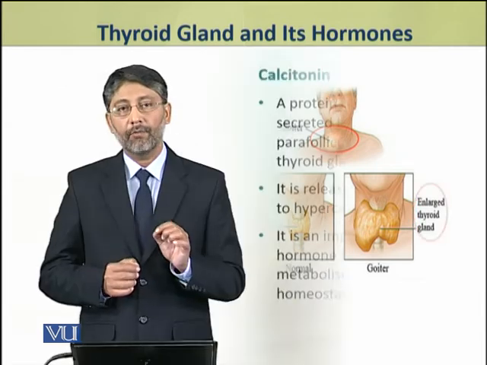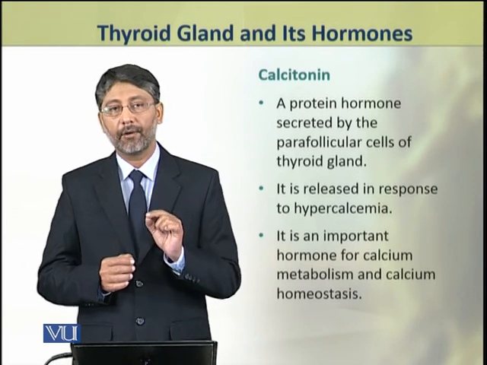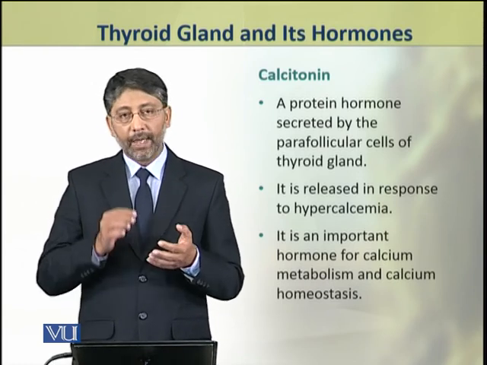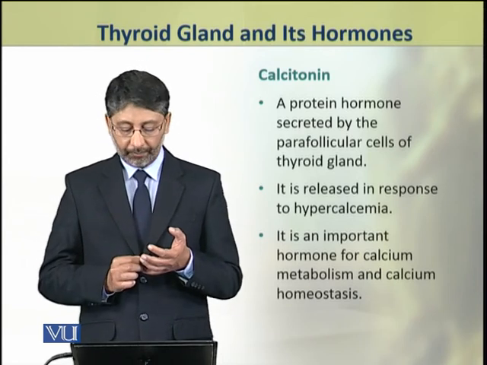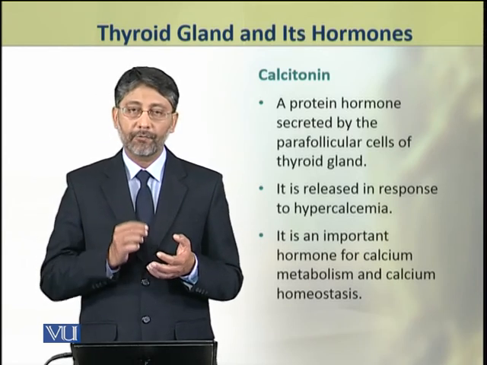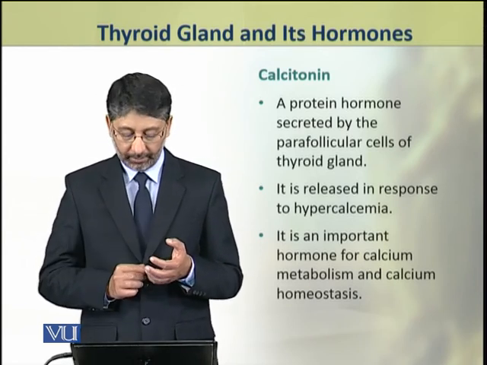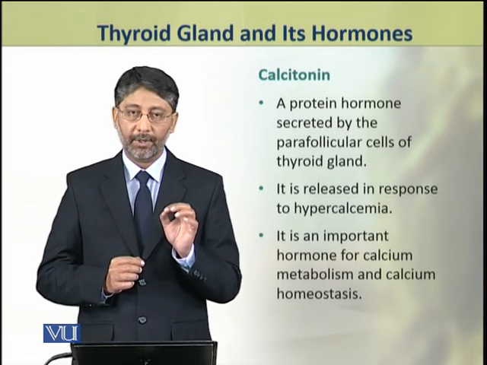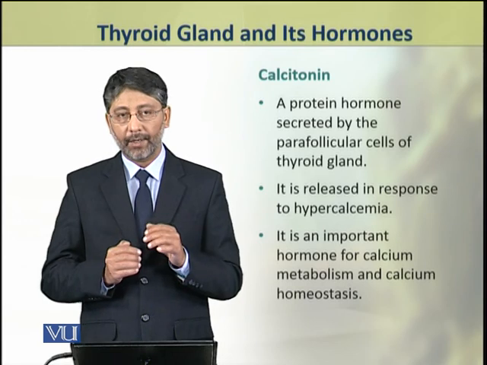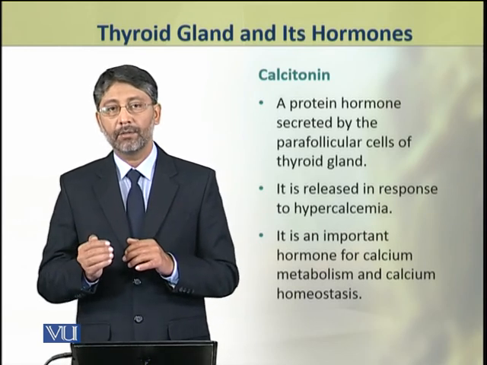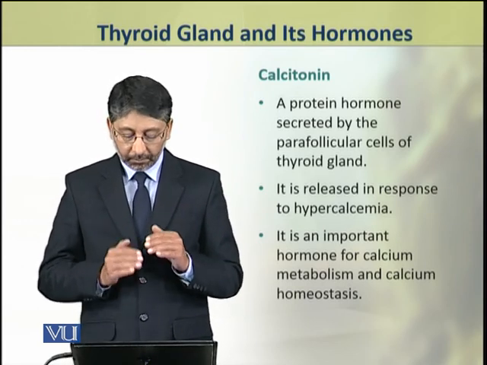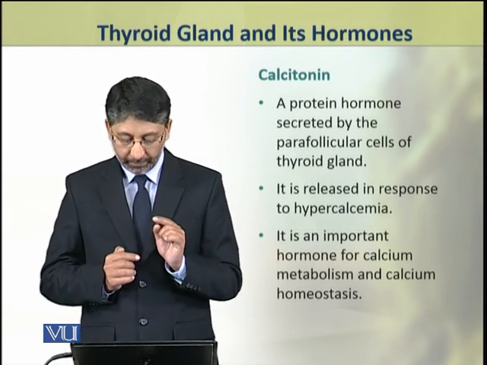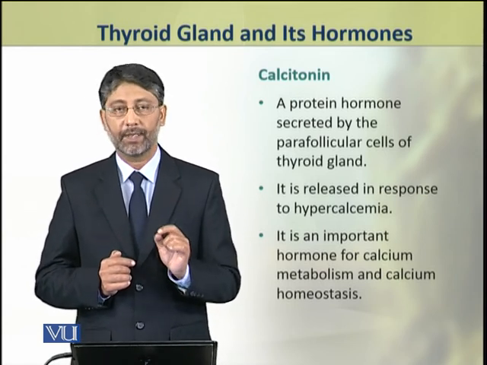Dear students, now we shall discuss the second hormone of thyroid gland, that is the calcitonin. Calcitonin is a protein hormone which is secreted by the parafollicular cells of thyroid. It is released in response to hypercalcemia, that is, high level of blood calcium. It is important hormone for calcium metabolism and calcium homeostasis.